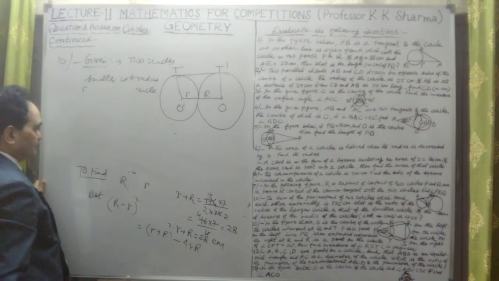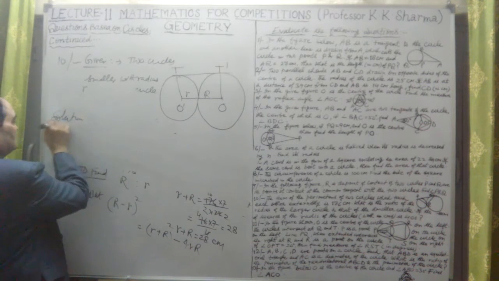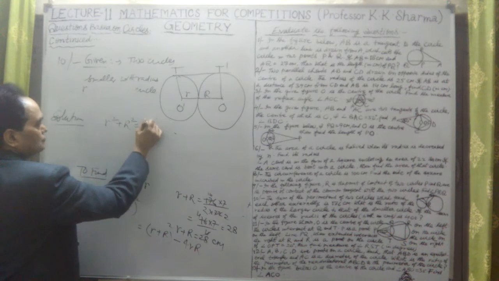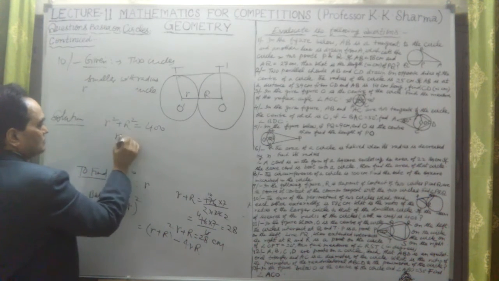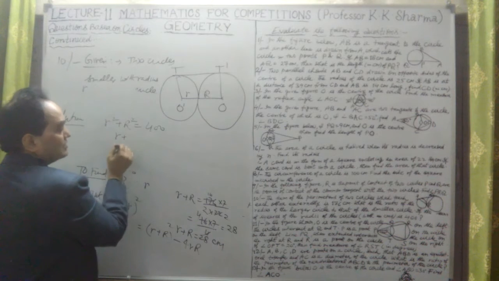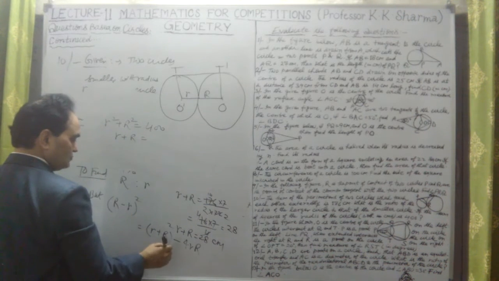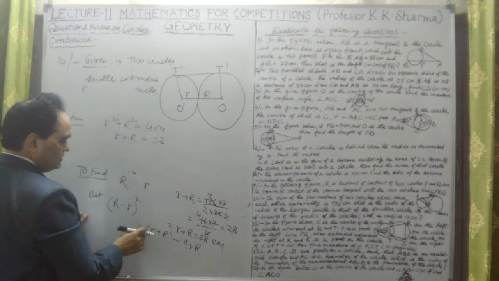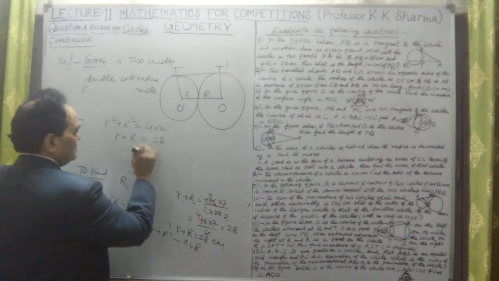The solution that we find here: we are given small r square plus capital R square equal to 400, and small r plus capital R is equal to, we have taken as 28 centimeter. Now we can find out what is R minus r. So this is R plus r.